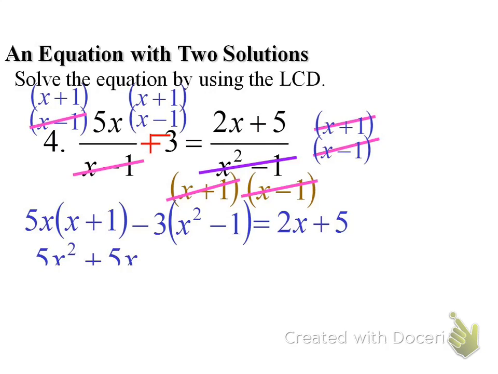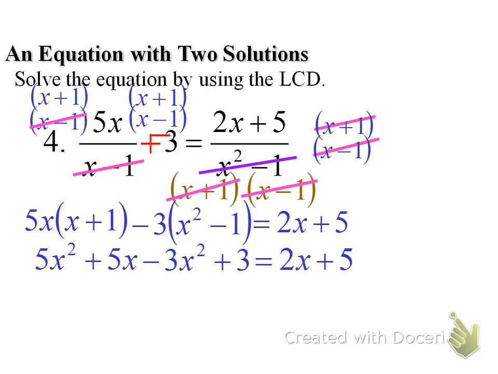Alright, now I'm going to distribute. You can start to see I'm going to get some x squareds. When I distribute the 5x, I get 5x squared plus 5x. When I distribute the negative 3, I get negative 3x plus 3. The right side is still just 2x plus 5.